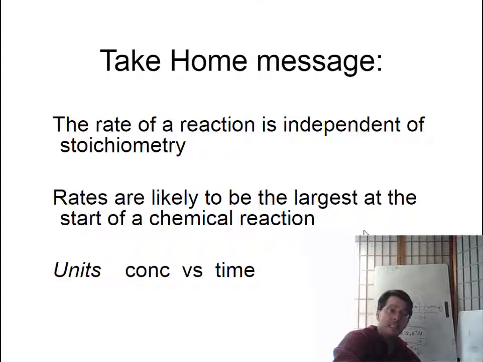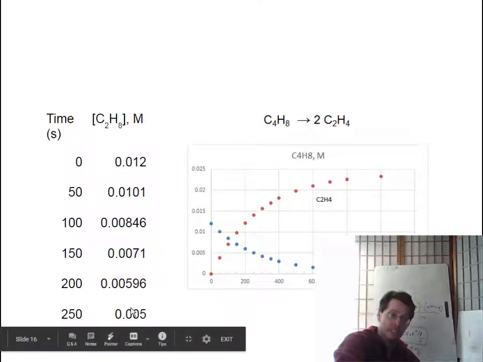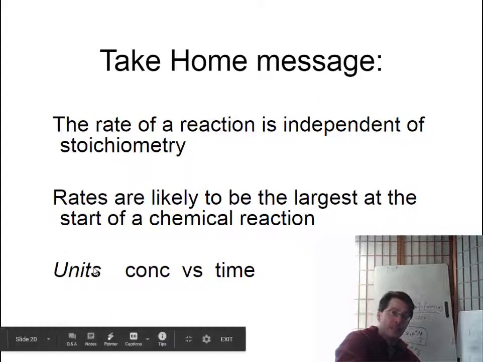Rates are likely to be largest at the start of a chemical reaction. So if you look at the change in the concentration as a function of time, the change here between these two units is substantially more than the change here, even though the time unit is the same. Concentration versus time relation. That's because reactions slow down. The fastest part of a reaction is right at the start.